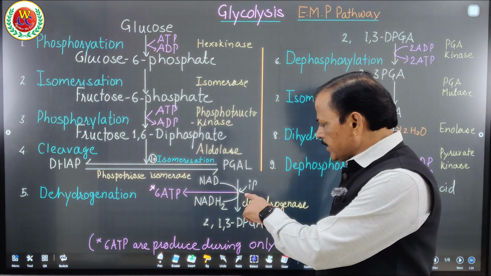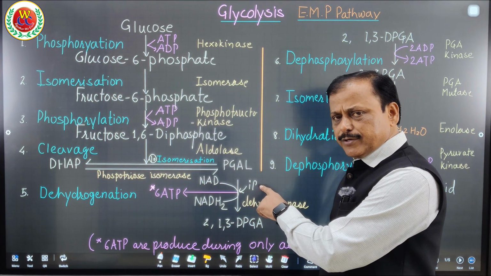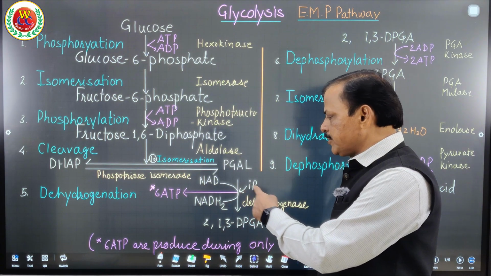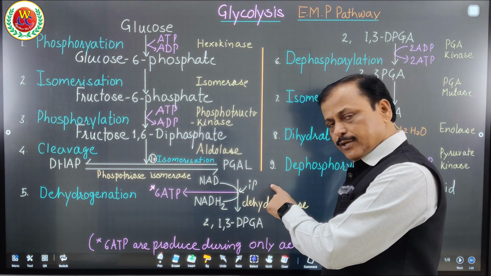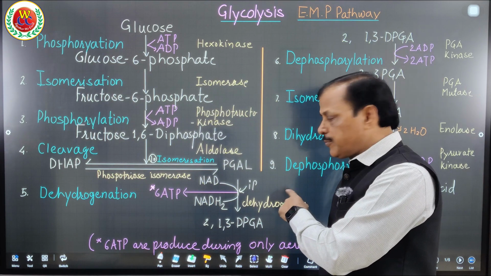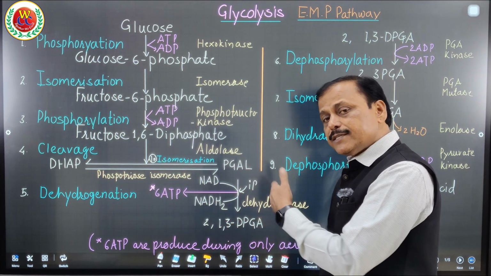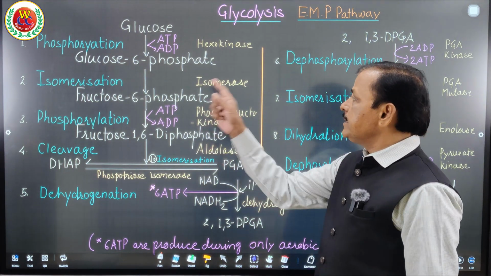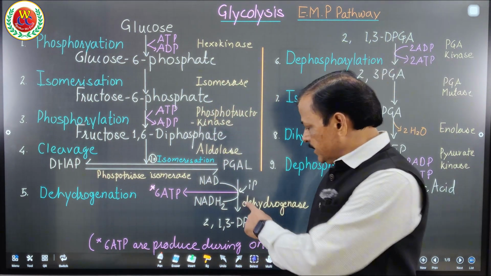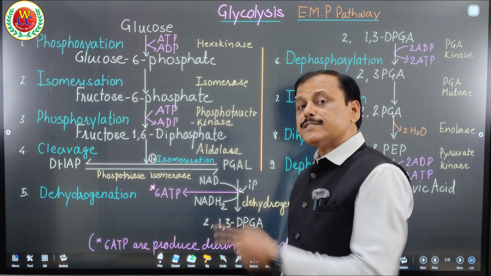Substrate level phosphorylation is when inorganic phosphate combines with ADP to produce ATP, and this inorganic phosphate is available from the conversion of PGAL into 1,3-DPGA. This is substrate level phosphorylation. These other phosphorylations are not substrate level. This is the substrate level phosphorylation, which can be asked in NEET.